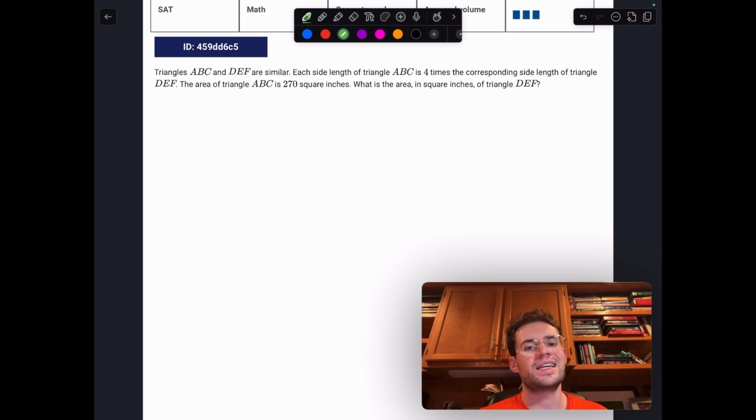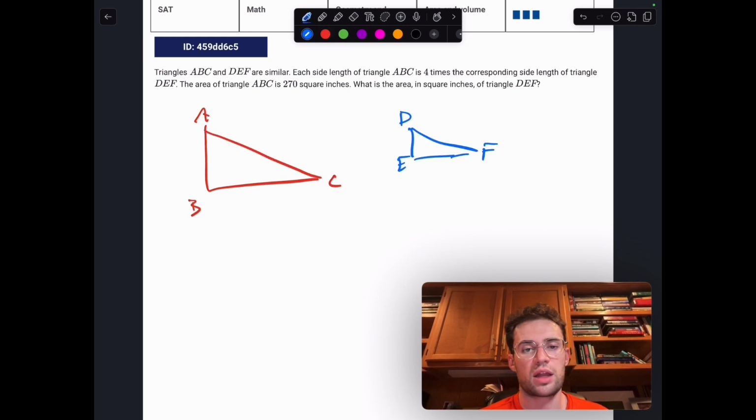Triangles ABC and DEF are similar. Each side length of triangle ABC is 4 times the corresponding side length of DEF. So ABC is the bigger one. Maybe we could draw that just to make sure we remember it. It doesn't say if it's a right triangle or whatever. Kind of like that. It should be even bigger than this, but the area of triangle ABC is 270 square inches. What is the area in square inches of DEF?